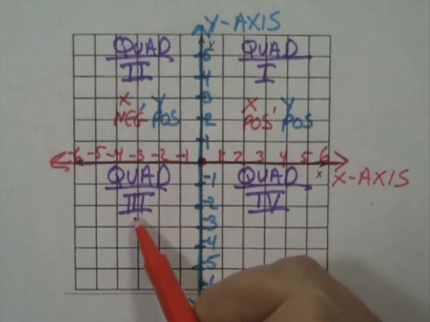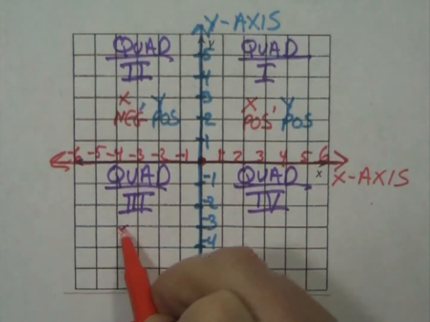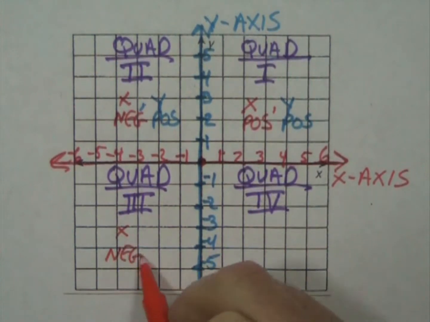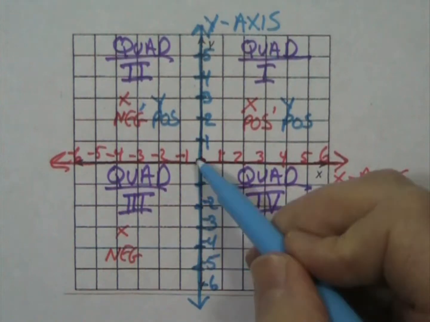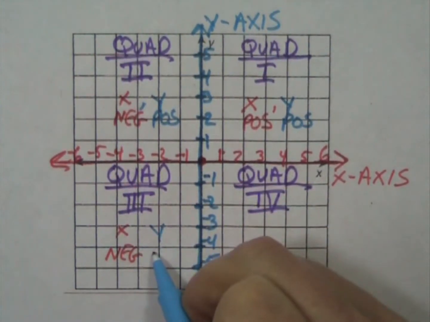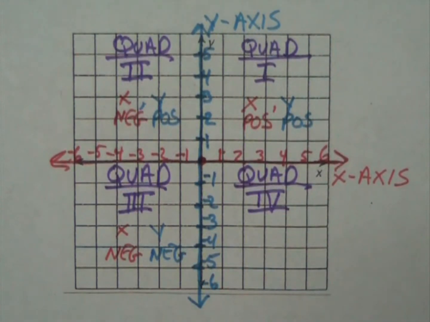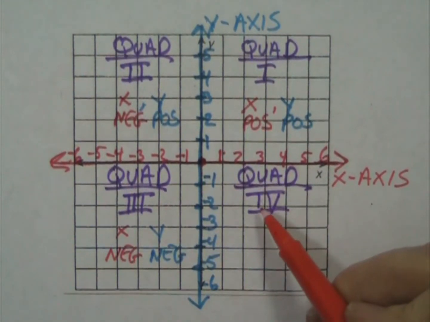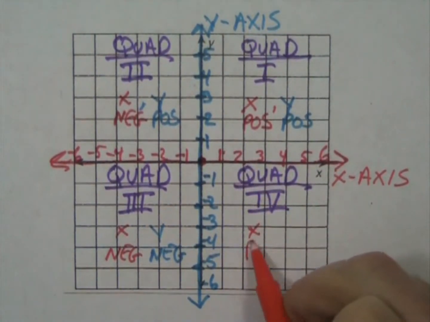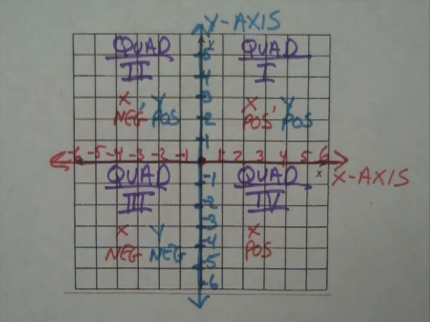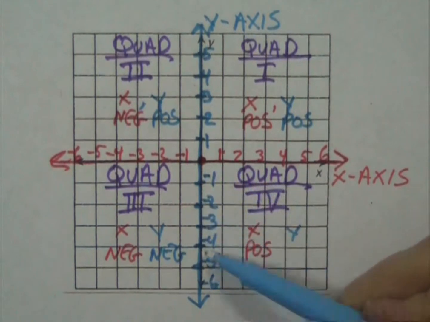Okay, down here, this quadrant, if you notice the x-axis is negative, and the y-axis is negative also. They're both negative. Okay, and for this quadrant, the last one, the x is positive, and the y, okay, right here, this is negative.